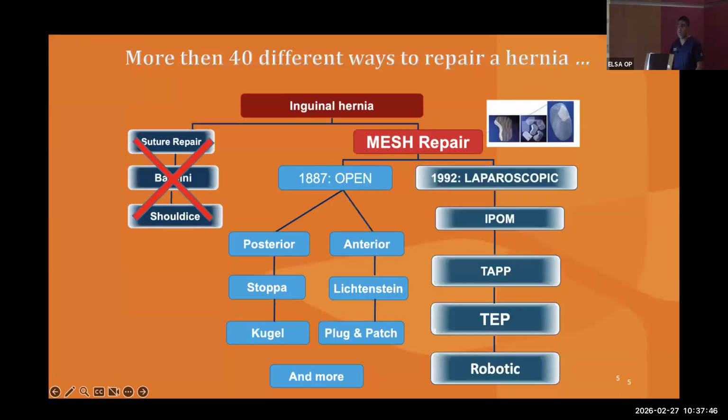So the current guidelines actually support a mesh repair. Still, we should understand how to do a Shouldice or a darn repair, especially in cases where there's a contaminated field where you can't use a mesh. You still need to do either a Shouldice or a darn. But now there are long-term resorbable meshes available, so you can use them even in contaminated fields. So yeah, this is still questionable.